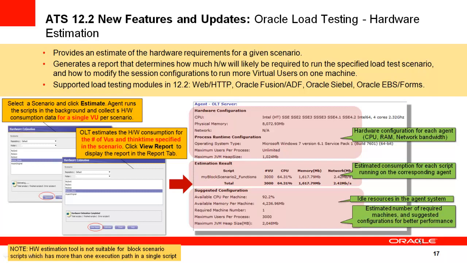Supported load testing modules in 12.2 are Web HTTP, Fusion ADF, Siebel, and EBS Forms accelerators. And also please note the hardware estimation tool is not suitable for the Block Scenarios module because it has more than one execution path in a single script.